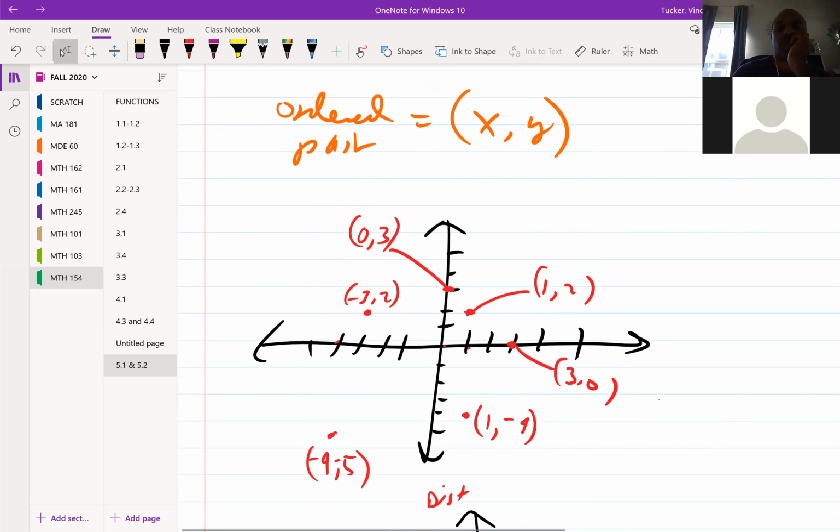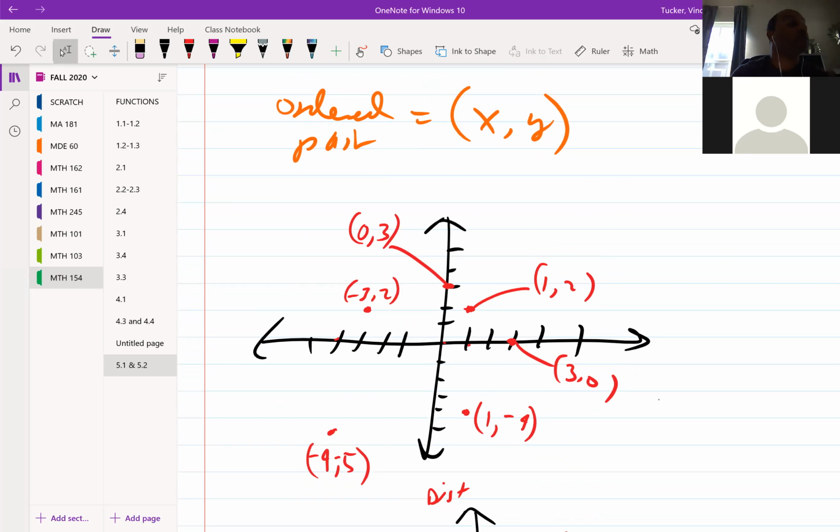So just looking at these points, just make sure we're okay. You always start at your origin. If I wanted to plot (1, 2), I would start at my origin, go to the right 1, up 2. If I wanted to plot (-4, -5), I start at my origin, go to the left 4, down 5.